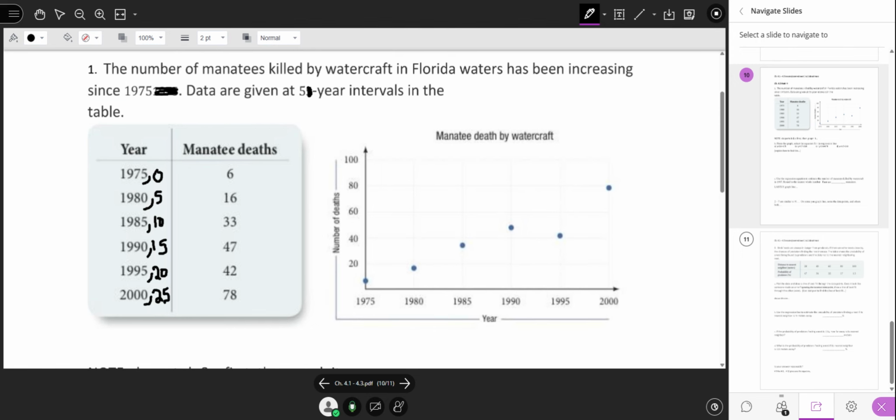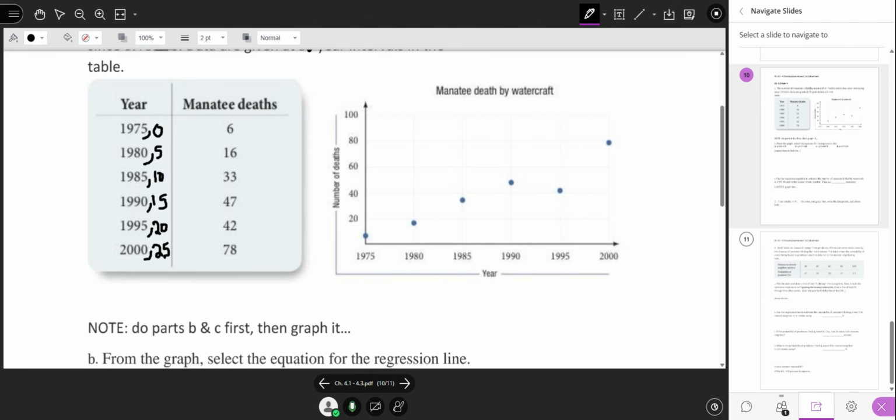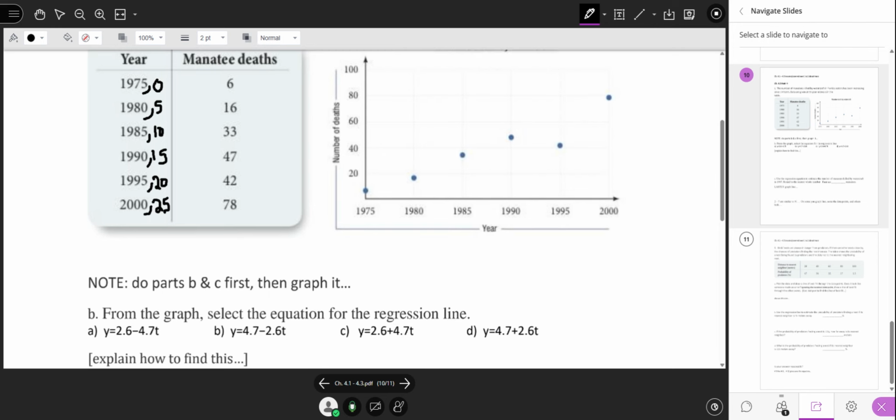Now, the number of manatees killed by watercraft in Florida waters has been increasing since 1975. Data are shown in 5-year intervals in the table. Blah, blah, blah. It still shows this. And you're going to have to draw the line of best fit. But first thing you do is parts B and C.